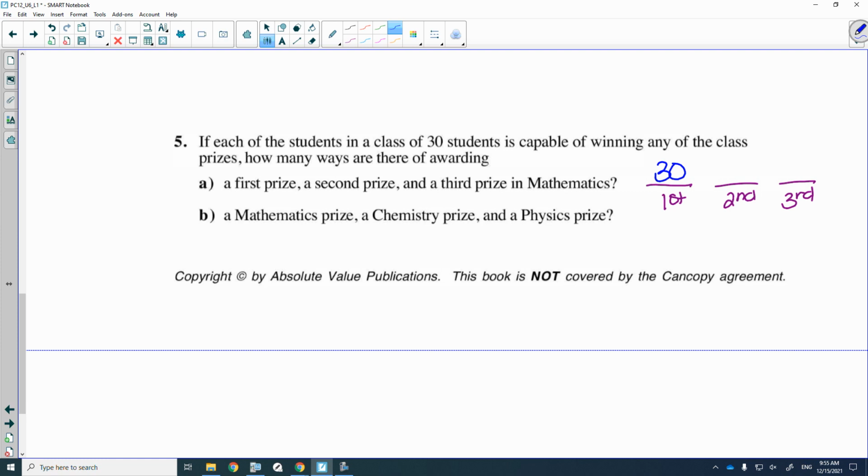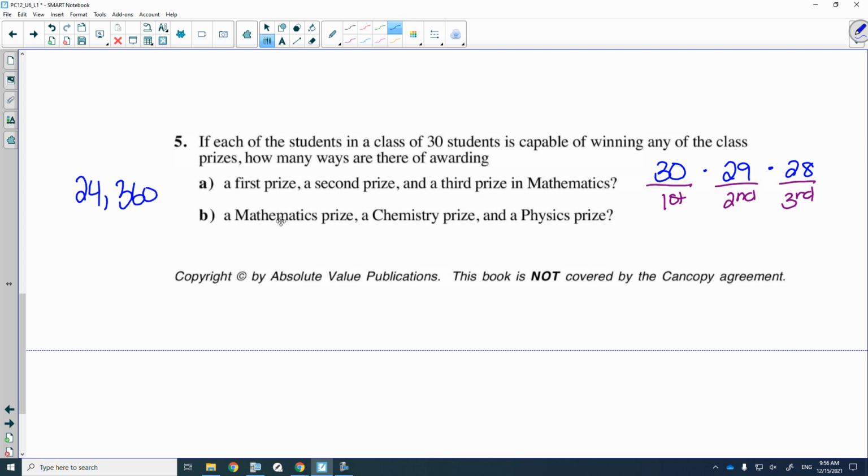But once that student gets first place, there's only 29 left that could possibly get second. And then once I've got my first and second place, there's 28 remaining students that could get third place. If you multiply the numbers of choices in each stage together, there's 24,360 different ways that I could give first, second, and third to 30 students.